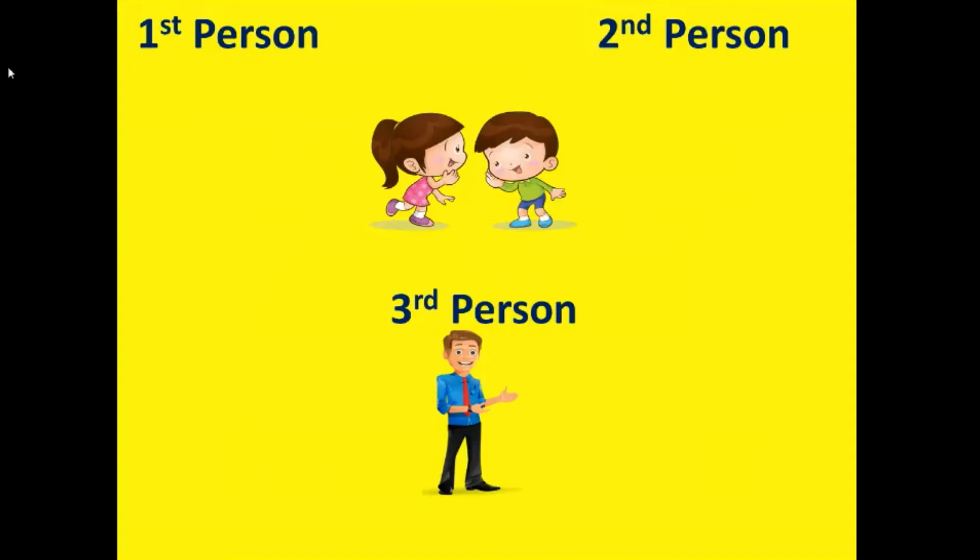The first person is always the person who is the speaker. The second person is the person who is the listener. And the third person is that person who the first and the second person are talking about. We will now take a look at some personal pronouns.